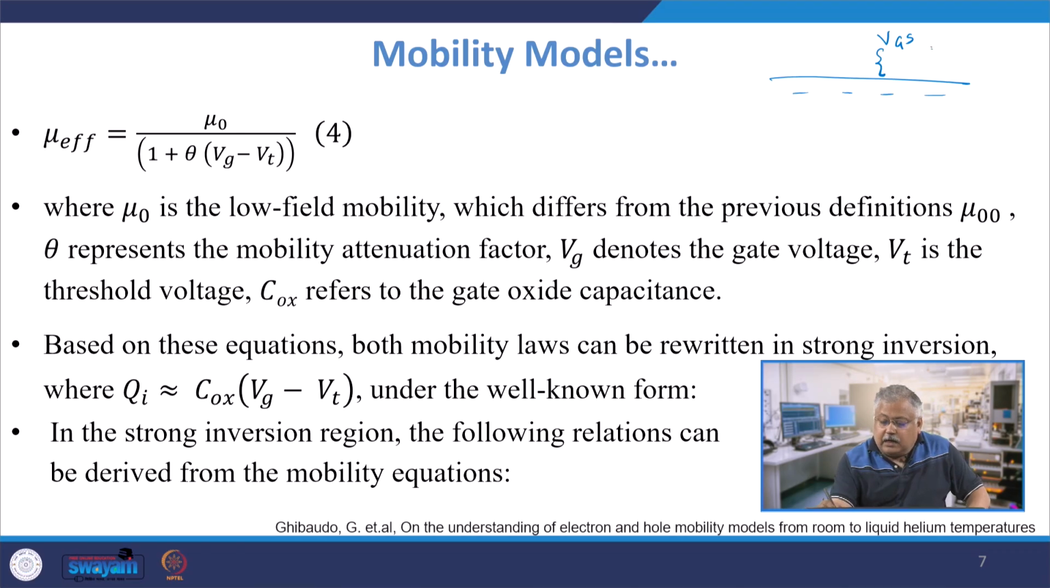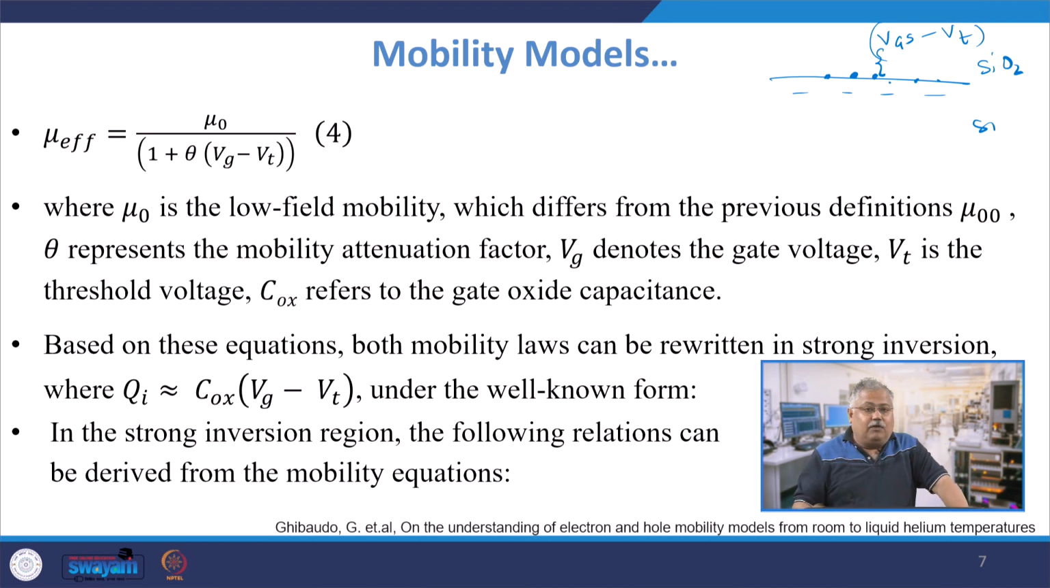So, I will explain to you what I mean by that. I have this interface here, and I apply a voltage Vgs, out of which, to invert the channel, I spend Vt. So the effective amount of voltage seen at the interface of silicon dioxide and silicon is actually Vg minus Vt, and that is the reason you see that mu effective is given as mu 0 upon 1 plus theta times Vg minus Vt.